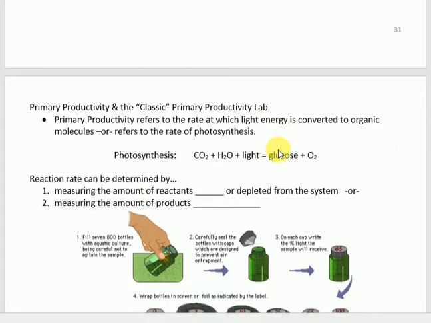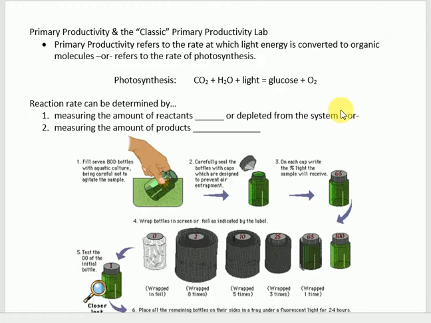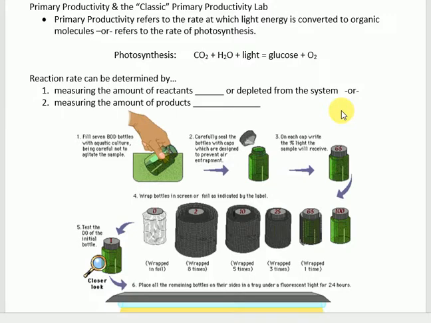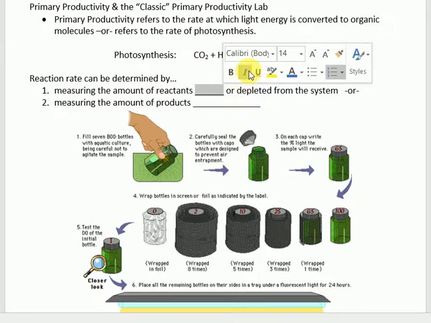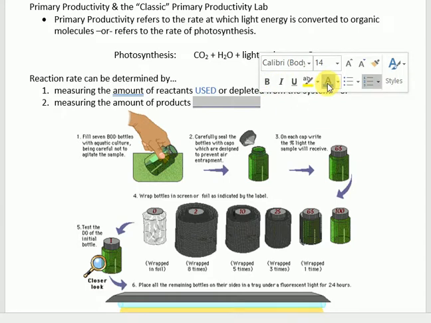Okay, so the last little thing that we're going to talk about is a classic primary productivity lab. Again, this is another lab that they don't have us do, but I want to make sure that you're familiar with it. So, basically, primary productivity refers to the rate at which light is converted to organic molecules, or, in other words, the rate of photosynthesis. So, we can measure the rate by determining the amount of reactants that are used or depleted, or we can measure the amount of products that are formed.